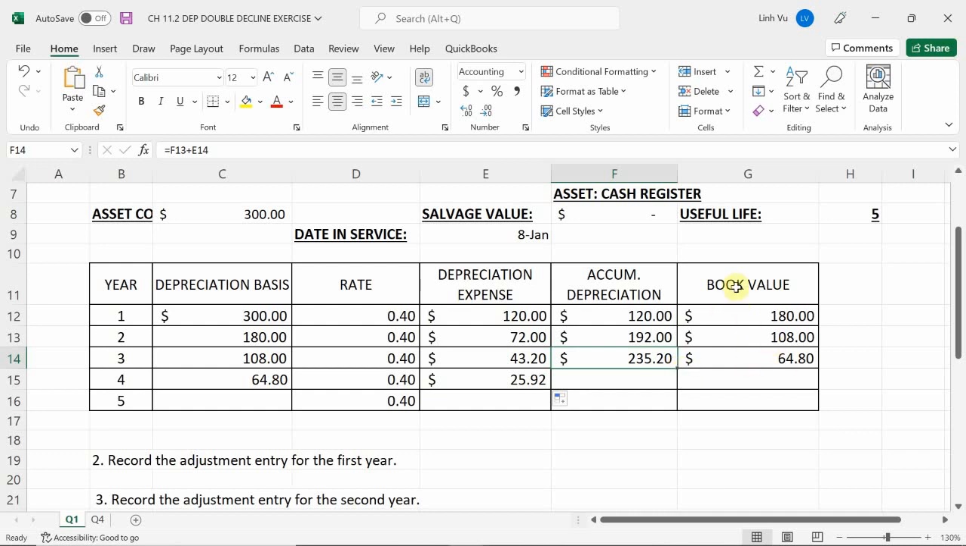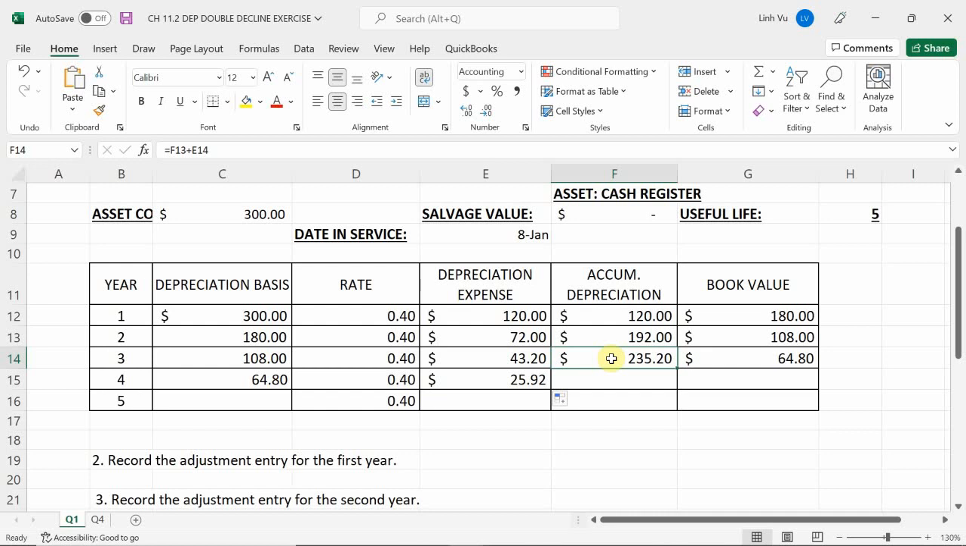Not 64. You're looking at the wrong column. Oh, it'd be 108 minus 64. No. You're looking at the wrong column again. So look at the accumulated depreciation. Okay. So it'd be 235 minus. Not minus. Oh, plus 25.